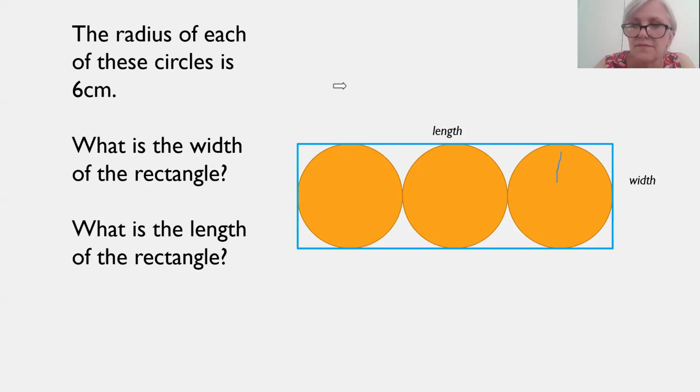So if that's not a very straight line, but imagine that's a straight line. That's one radius, so that's 6 centimeters. And then the other radius goes right the way across, that's another 6 centimeters. So altogether the diameter is 12 centimeters. So the width, because the rectangle is pushing on the side of the circle, is 12 centimeters.